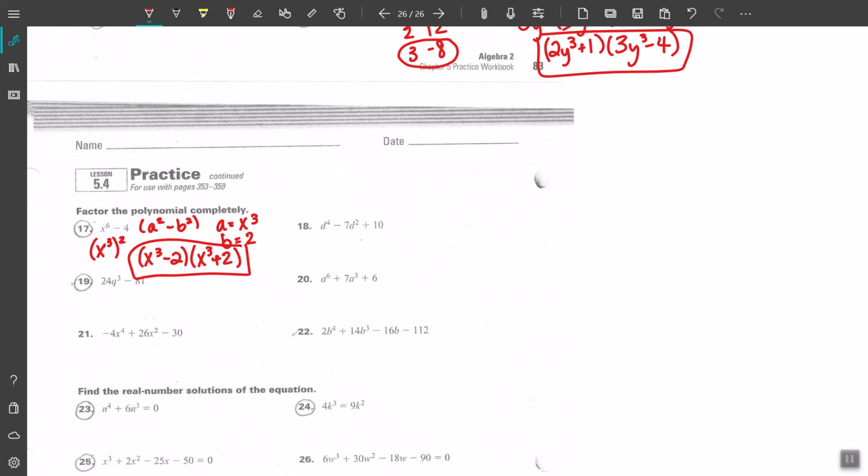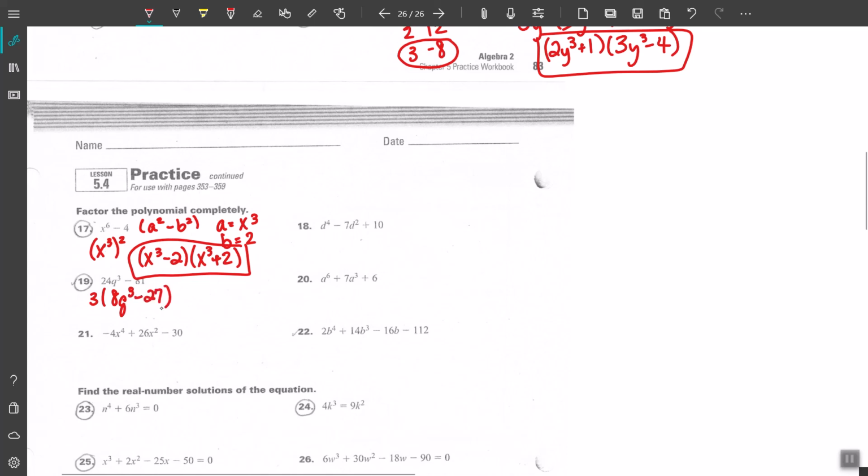On number 19, again, we don't have a difference of squares. Now 81 is a square, but 24q to the third is not. So the next thing we're going to look at is like that one that we started off with at the top of the page. We're going to take out a GCF. So we're going to look and see. It looks like we can pull 3 out of both.